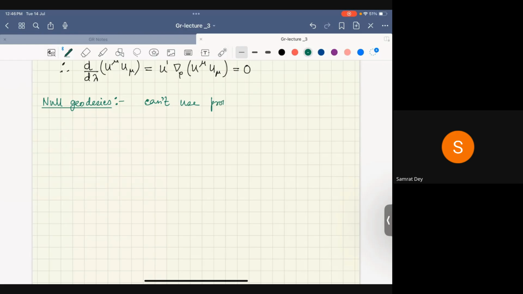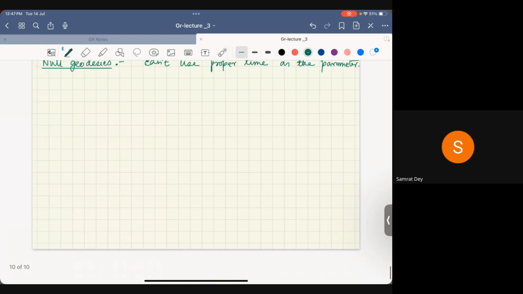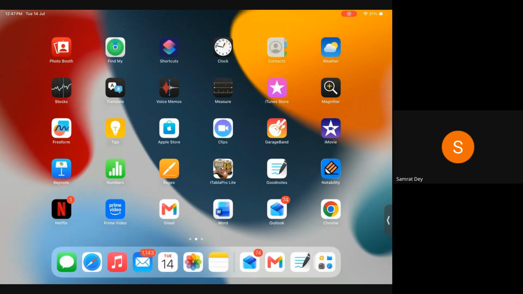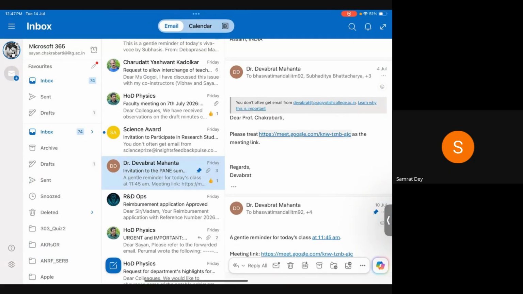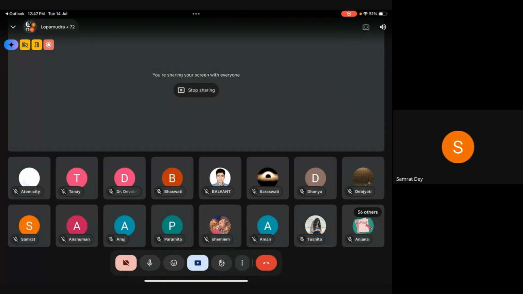as the parameter. Why? Can anybody tell why we cannot use the proper time as the parameter to parameterize the curve? Anyone willing to answer? Oh, where is that link gone? Okay. Anyone willing to answer this question? Why can we not use proper time as the parameter to parameterize the null geodesic?